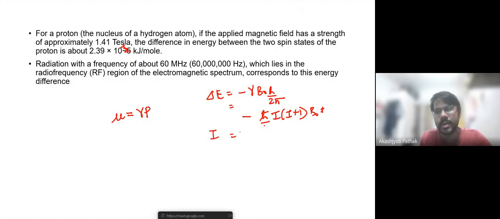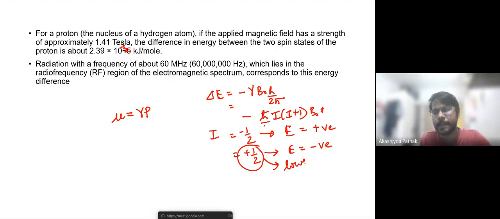So if your I is equal to minus half, then your E will be positive, and if your I is equal to plus half, then your E will be negative. So this plus half is having a lower energy state, and minus half will have a higher energy state.